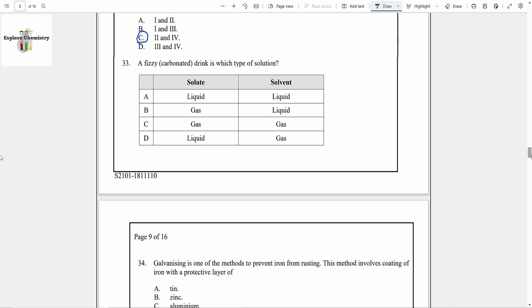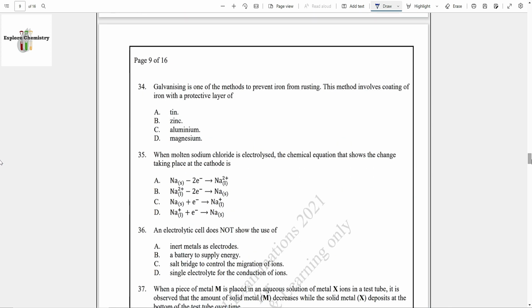Number 33, a fizzy carbonated drink is which type of solution? In carbonated drink, gas is dissolved, which is a solute, in liquid solvent. So gas into liquid. This will be the answer. Number 34, galvanizing is one of the methods to prevent iron from rusting. This method involves coating of iron with the protective layer of zinc. As you know, galvanizing is the zinc layering method.